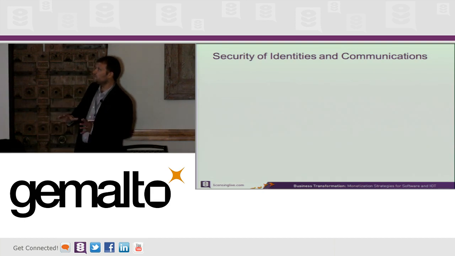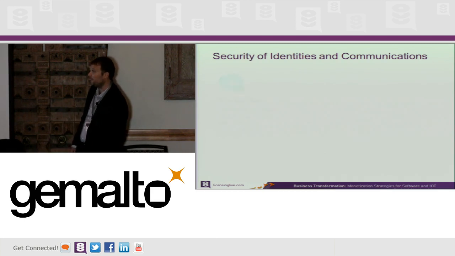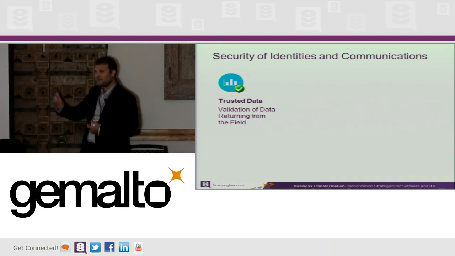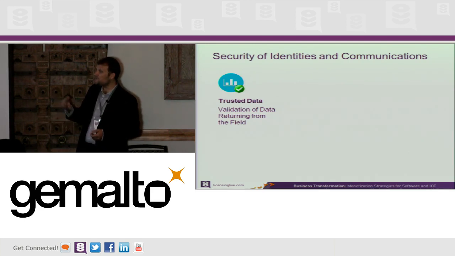Okay. Still in the scope of the problem domain that we're trying to solve, we want to think about the security of identities in communication. Why do we want to think about this? Well, there are three major reasons. When you have a connected environment, right, we're talking about a connected world here, the data that's coming back from a device is very important. And we want to trust that data. Why do we want to trust that data? Because we're using that data in two or three different ways.